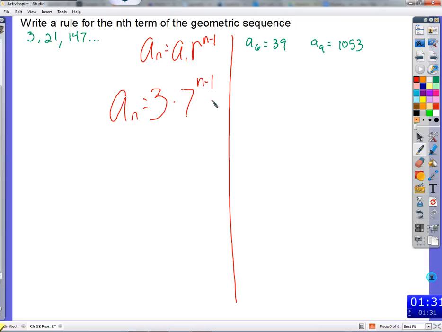Piece of cake, right? You have to just figure out what a sub 1 is and what r is. Here, we know what a sub 6 is and what a sub 9 is. And we're supposed to find the same thing, find the rule, the equation. Formula. How are we going to do that?